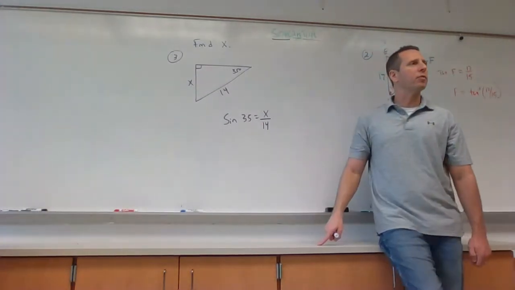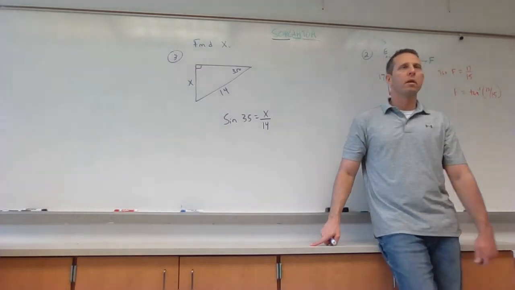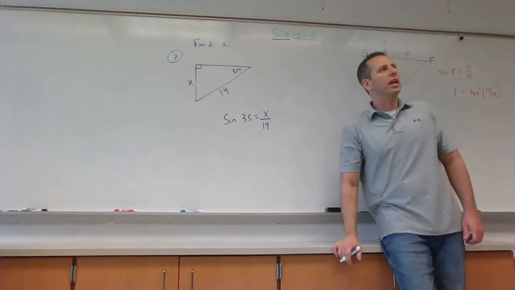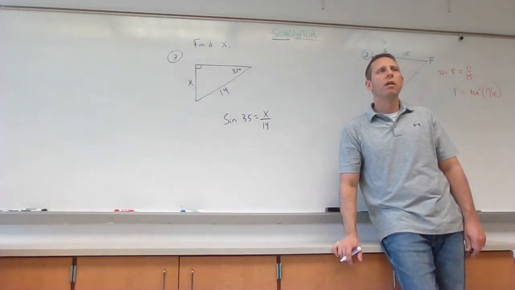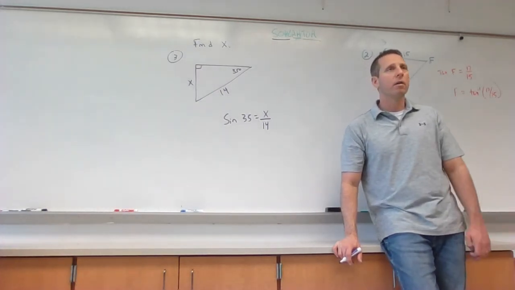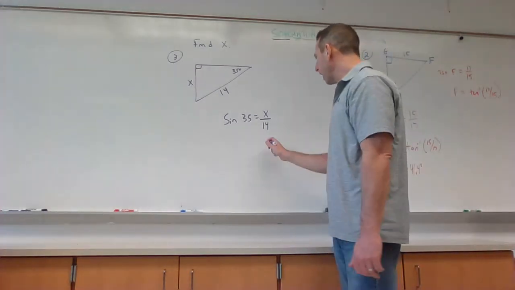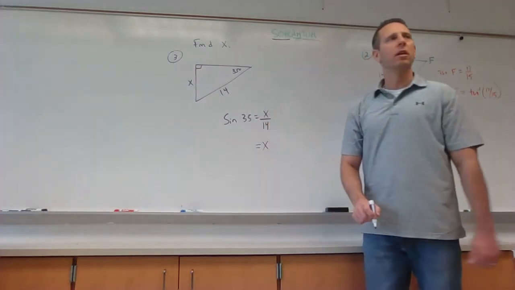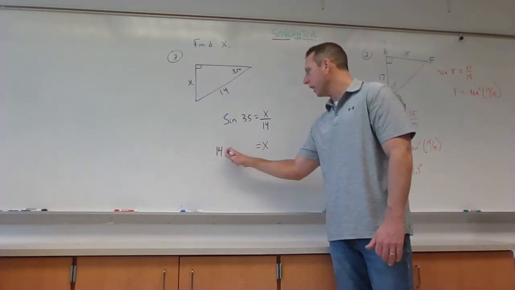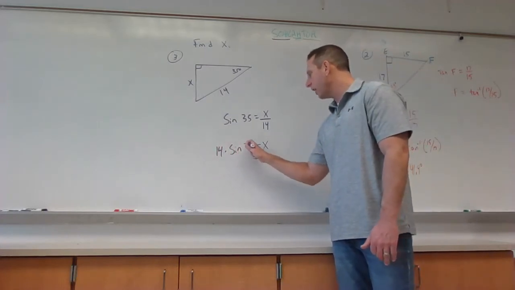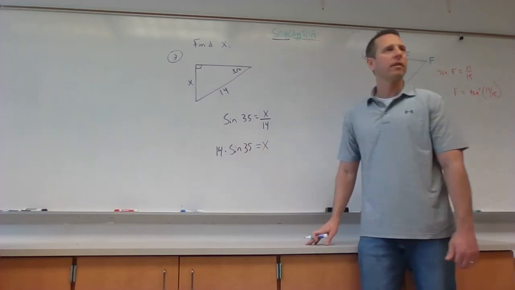Now we have an equation with a variable in it. This says x divided by 14. How do we get x by itself? Multiply both sides by 14. So if we multiply the right side by 14, we get x. We multiply the left side by 14, we get 14 times sine 35.